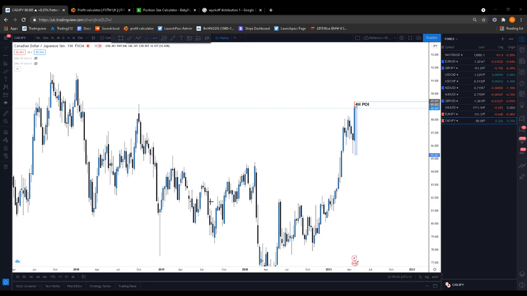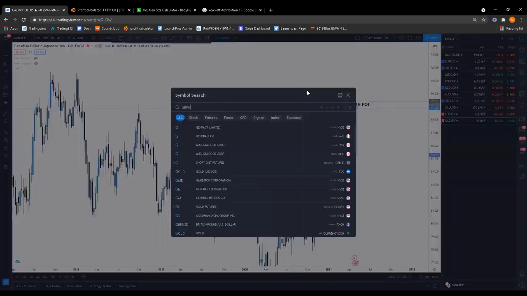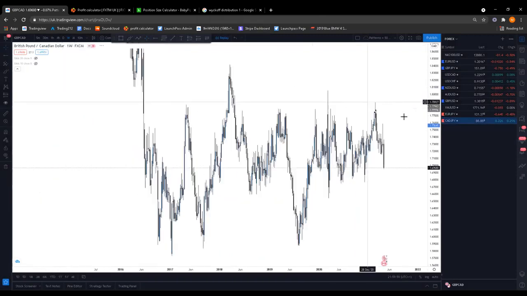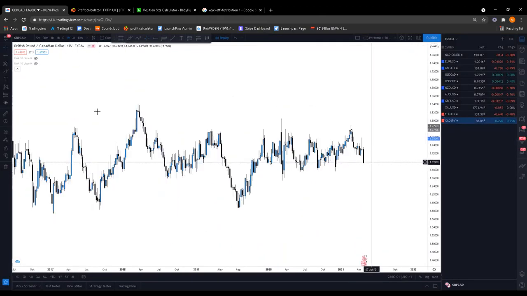4 hours asks, could you please check the overall direction of GBP CAD? Yeah, I'll do that. Can you go over the FX pairs? I'll do that as well. So GBP CAD. Let's start with GBP CAD. Here we go. What do I see on GBP CAD?